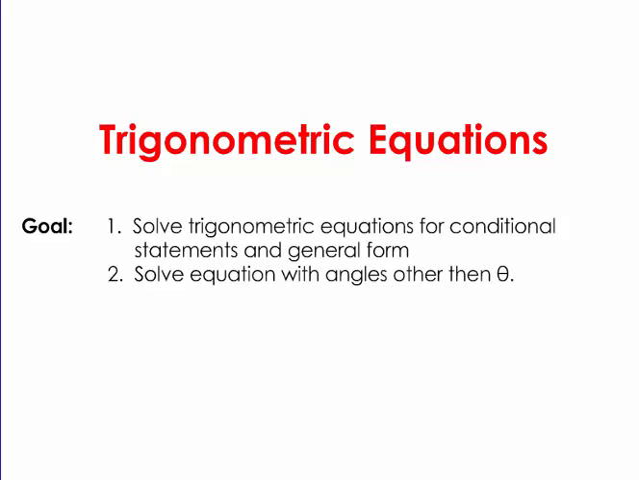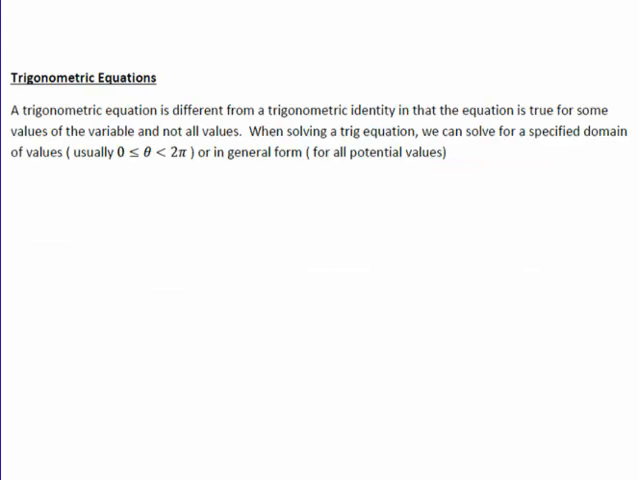So let's look now at trigonometric equations. We're going to use trigonometric equations to solve for conditional statements and do solutions in what's called general form, and also involve angles that are numbers other than just theta, higher orders of theta. So a trigonometric equation is actually different from an identity.